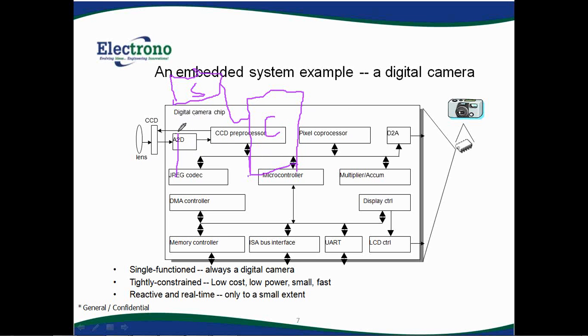Or any input, an input unit. And output can be in terms of, again, controlling some parameter. It can be a display.